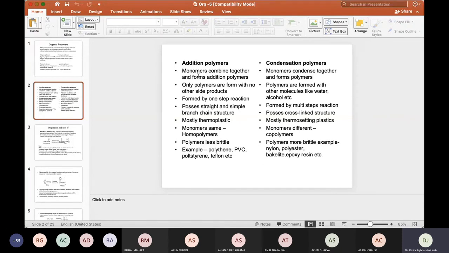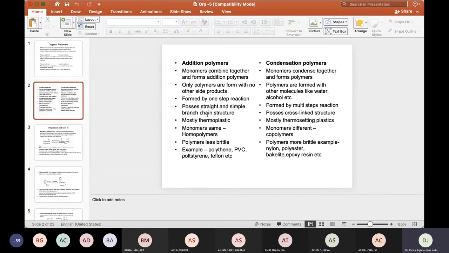In addition polymers, monomers combine together and form the addition polymers. Here, only the polymer is formed with no other side product. Only the monomers change into the polymer. The addition polymers are formed by a one-step reaction.